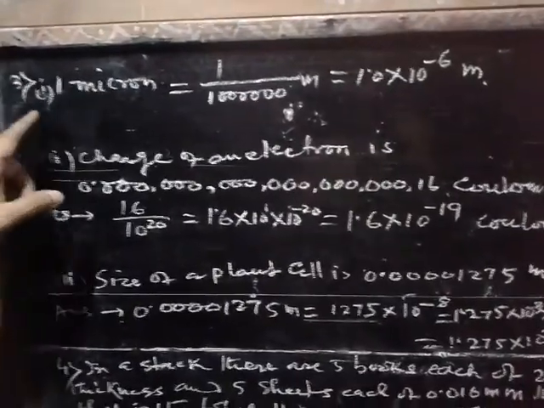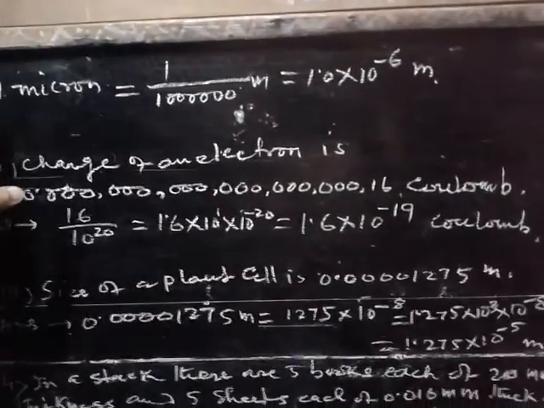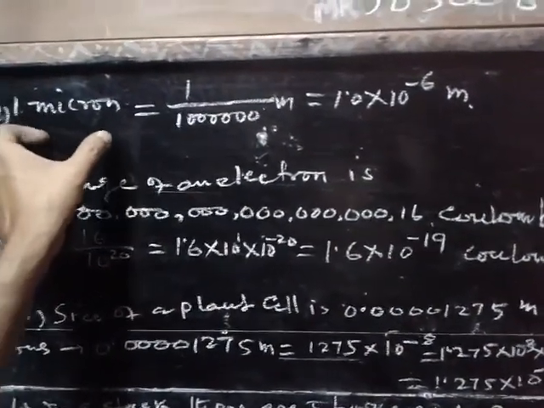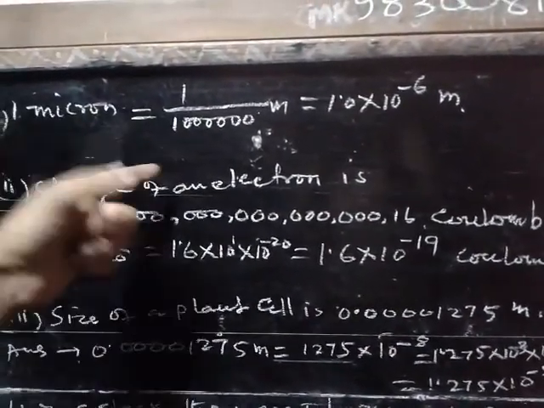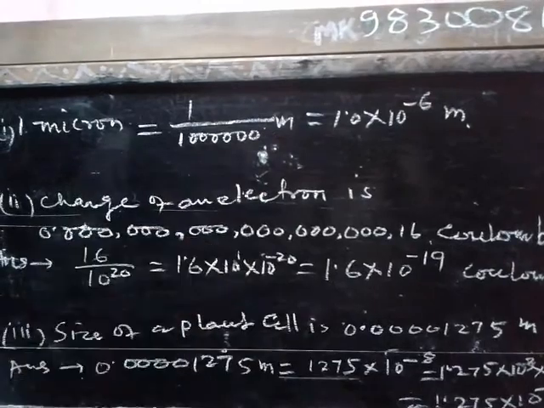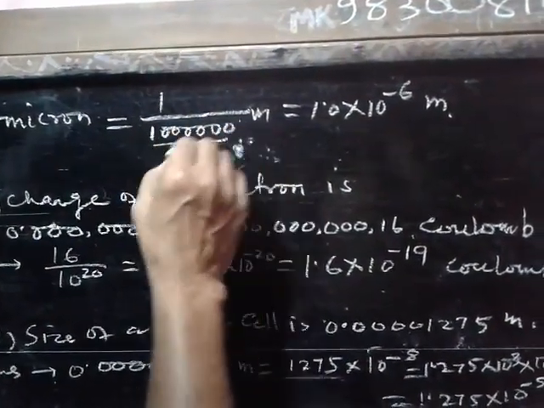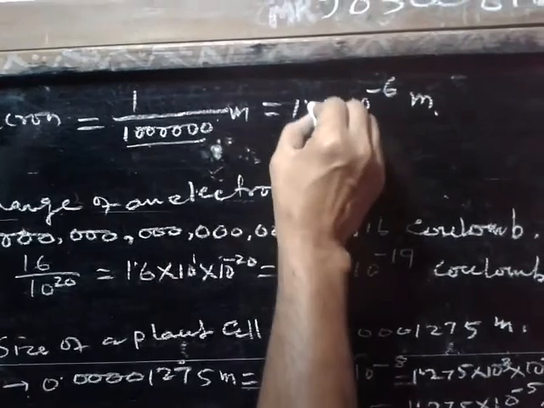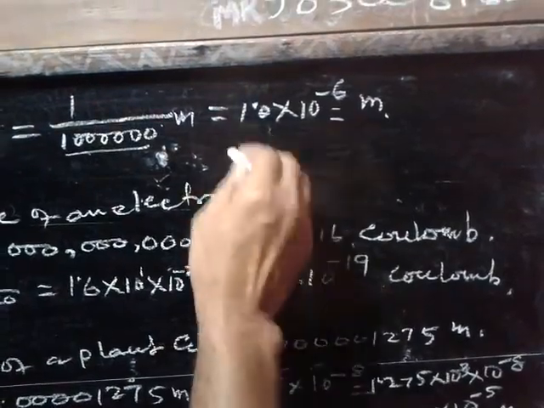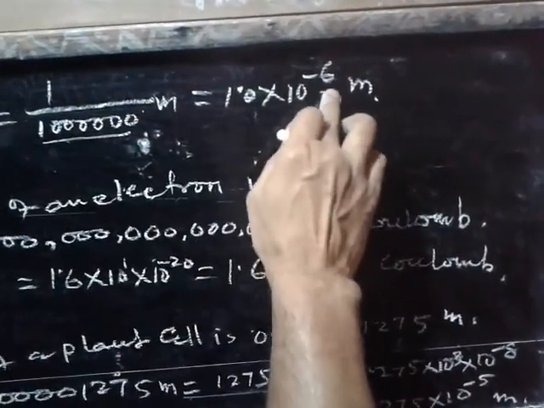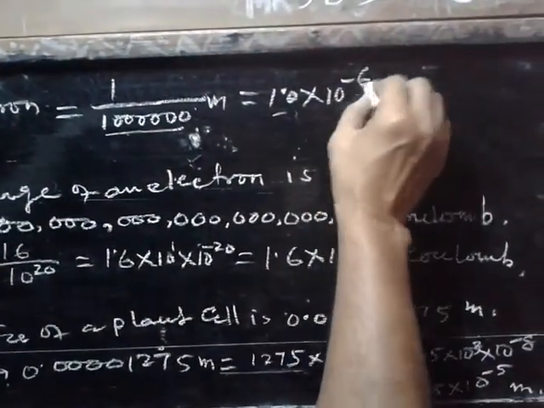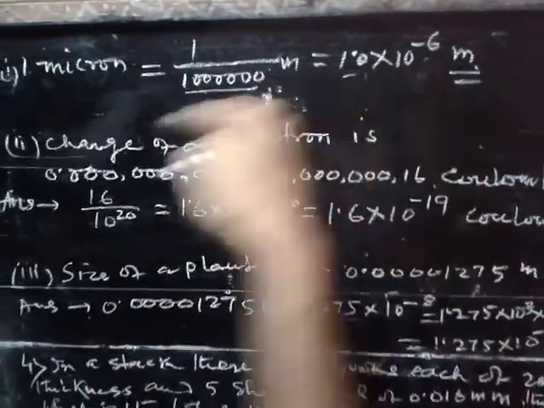Number 3 is also given, just express this in the standard form: 1 micron. This is a unit of length, that is 1 micron. 1 micron is equal to 1 by 10 to the power 6 meter. So 10 to the power 6 means after 1 there are 6 zeros. So 1 into 10 to the power minus 6, that is 1.0 into 10 to the power minus 6 meter, that is 1 micron equal to this.